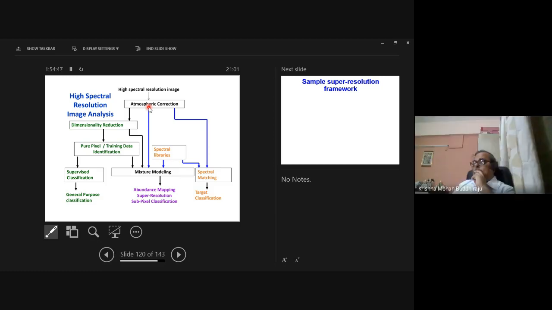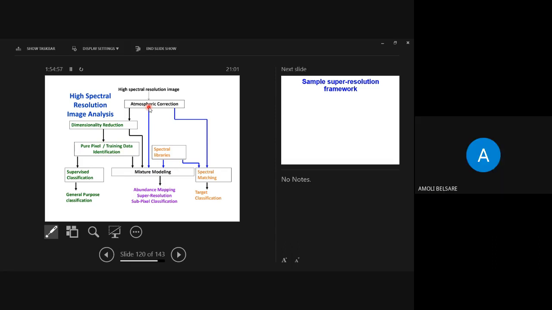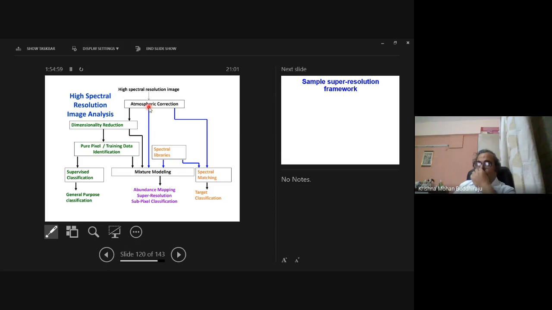You don't normally do the geometric correction in the beginning, because geometric correction involves mixing pixel spectra through interpolation, etc. So unless you have a mapping requirement, you generally don't do the geometric correction in the beginning.